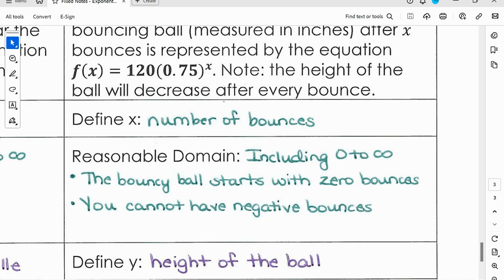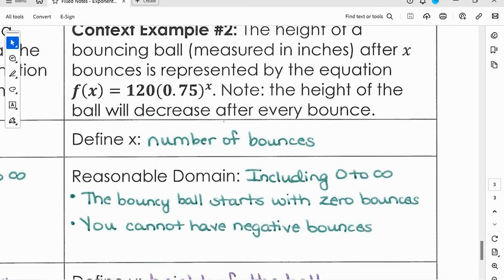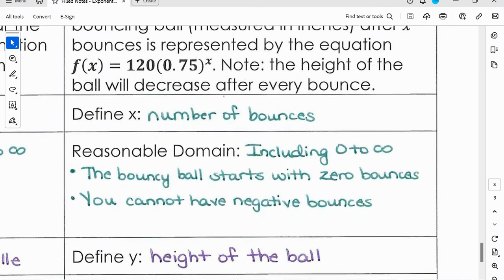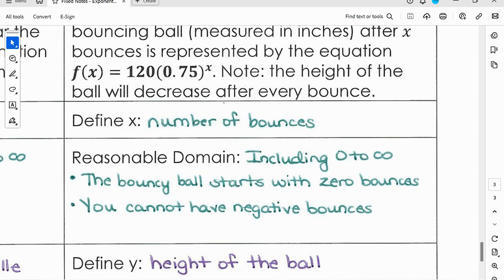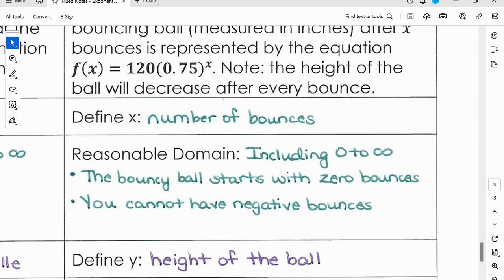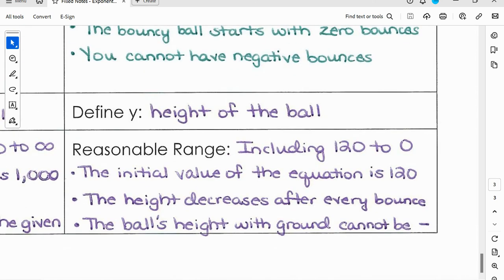Where I have to restrict my range is that I'm not going to have a negative height with this bouncy ball. I'm bouncing it on the floor, so I'm not going past the floor. I'm hitting the floor of 0 and nothing less. So that's why the reasonable range will be including 120 and going until the height of 0. The initial value of the equation is 120. That's the height in inches the ball is staying put at the start. After each bounce, we're decreasing the height, which means that I'll be so close to the ground, getting to 0, but never going negative in my height with the ground.